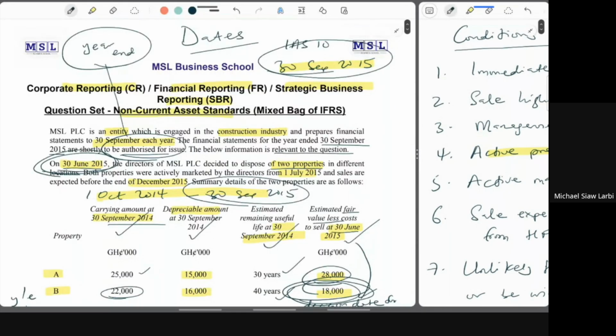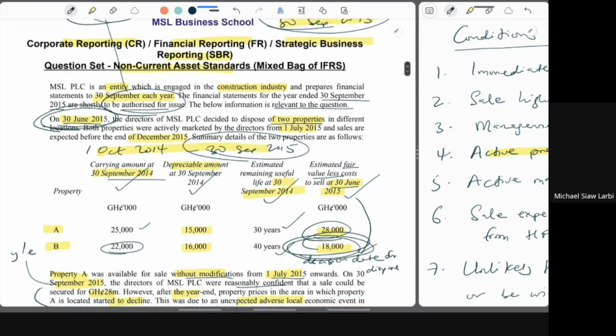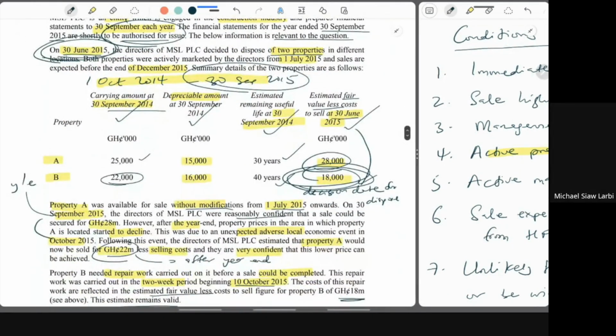So let's come to this question again and let's try and find out. Let's answer the question. Have they met the classification? Now they said they want to dispose of two properties, A and B, right? Look at property A. It was available for sale without modification from 1st July. I said 1st July is the next date after they made the decision. And they were confident that they will be able to secure a sale, just that the prices fell after year end. But at least we have proof.